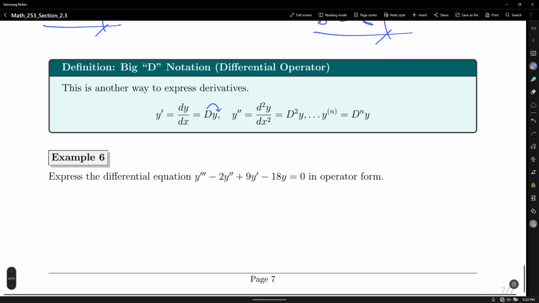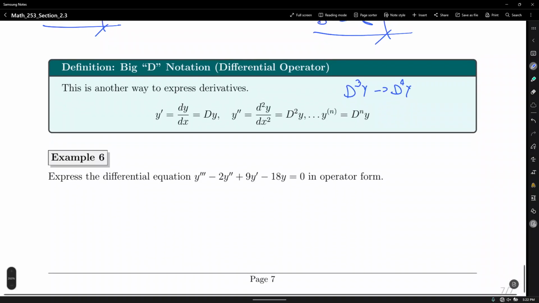The disadvantage of this notation, however, is that it's usually not clear what the independent variable is, but at least we know what the instruction is. Well, so the second derivative is the same, D raised to the second power acting on the dependent variable, and of course D cubed y, D to the fourth y, that's the third derivative, the fourth derivative, etc. All right?